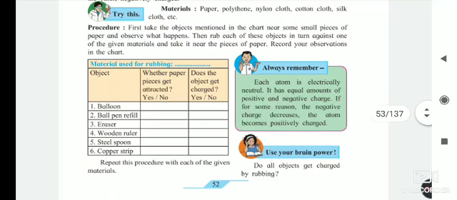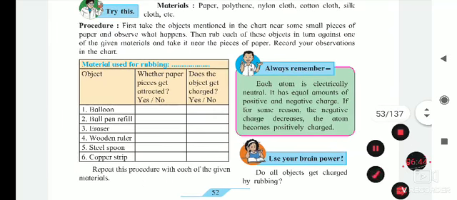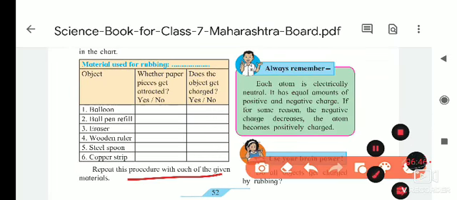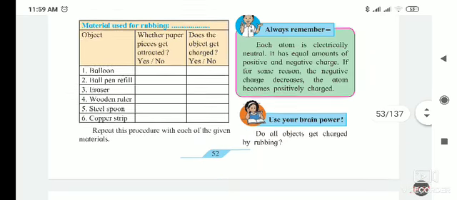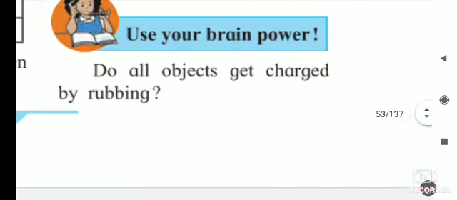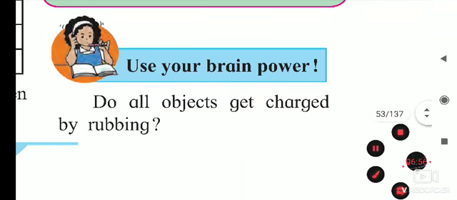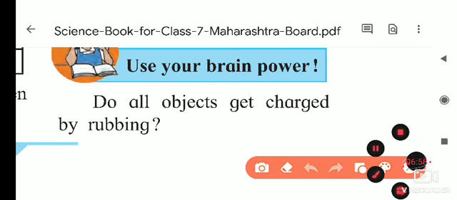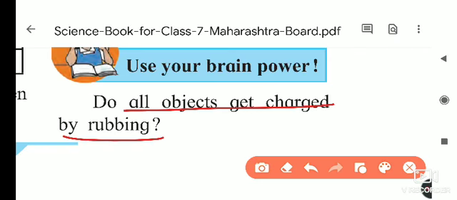So you have to do this, and repeat the activity procedure with each of the given materials. Now use your brain power. Do all objects get charged by rubbing? If you see the above activities, so many things are there. When we rub them, they get charged.